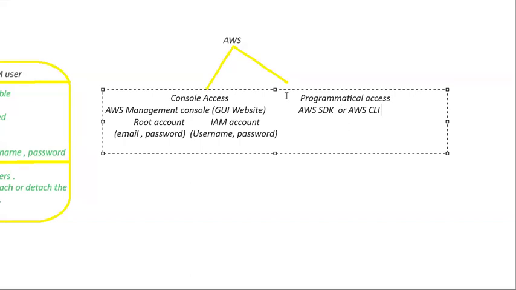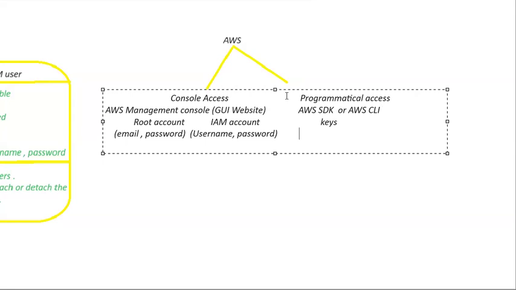Can I simply launch an EC2 instance or create buckets in S3 without providing authentication in the CLI or SDK? No, right? Without authentication, we cannot do anything. So how does this authentication happen? By using keys. We must provide authentication first, then only can we perform any tasks in AWS.